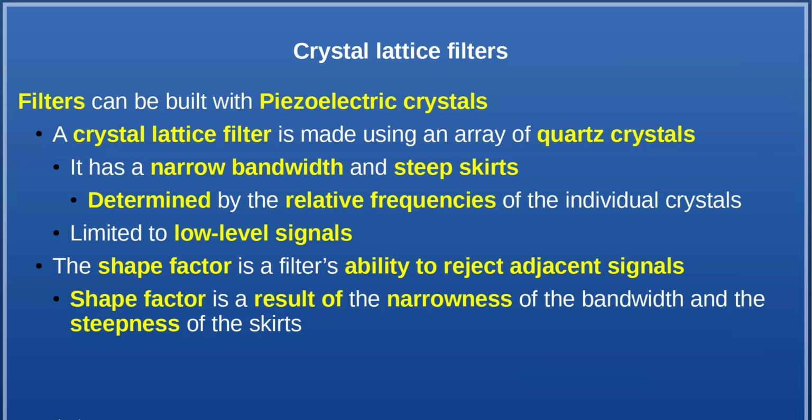And one of the things for the filter is the shape factor, which is how fast the slope of the leading edge and trailing edge increase and decrease. So the sharper the skirt, the better it can reject adjacent signals. That's the whole point. You want to try to only pass the IF frequency that you're normally using and reject any frequencies that are higher or lower than that IF passband.